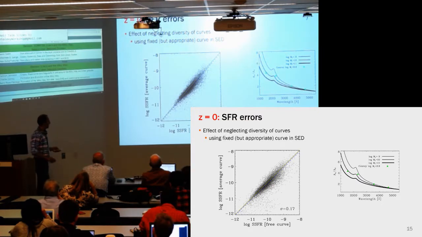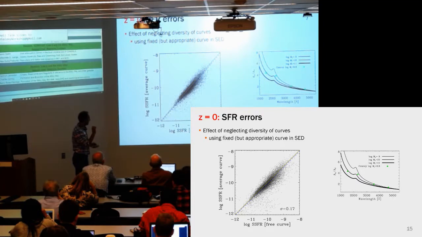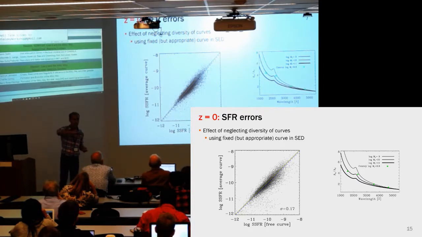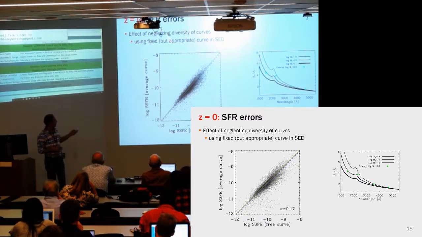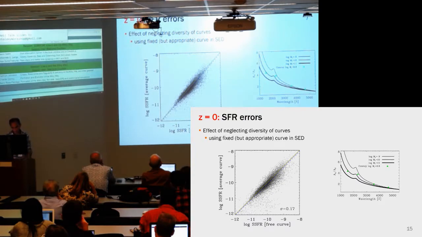In practical sense, it is still okay to use a single curve, okay, and neglect the variations. But you'll be just adding some SFR error, okay? But one should be using the appropriate curve. So you basically add something like 0.15 dex of error in the star formation rates, okay?